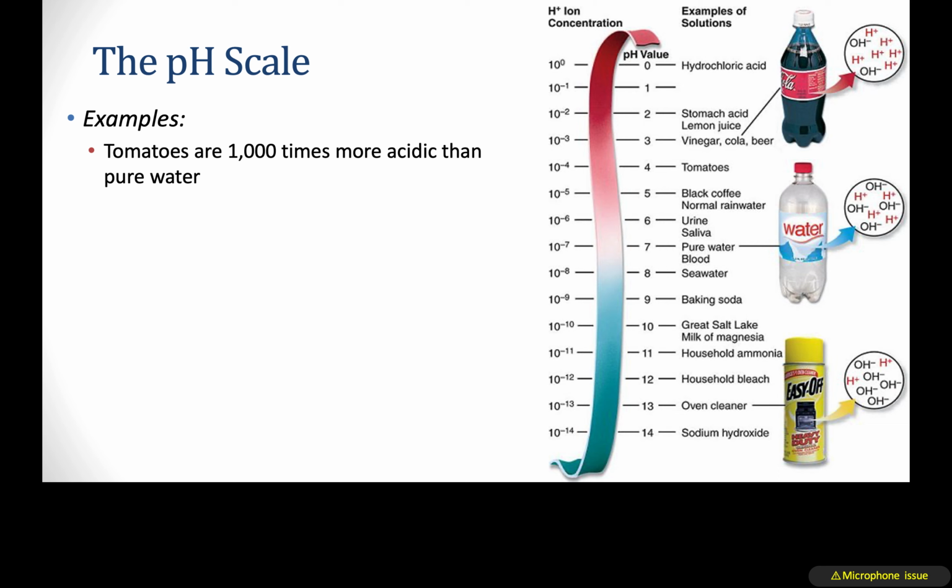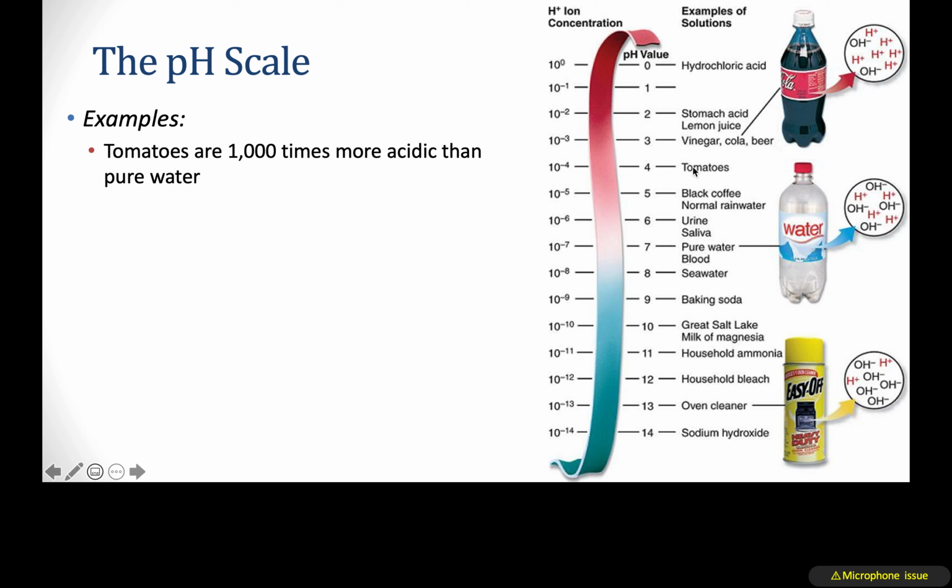Tomatoes are 1,000 times more acidic than pure water. Sounds intense, right? You think, really? Because I bite into a tomato and it doesn't burn me. It's not so acidic. But if we think about it, you can taste it, if you think of a citrus fruit or something too. You can taste that acid. It's a little bit sour.